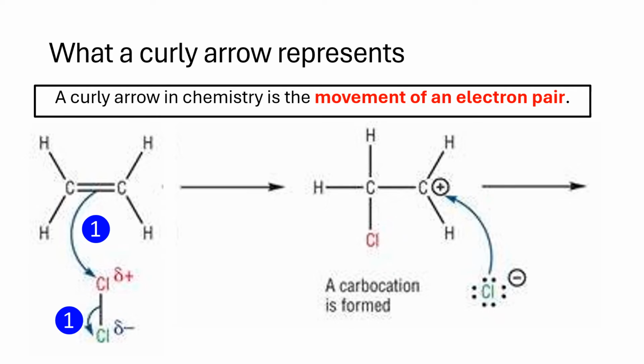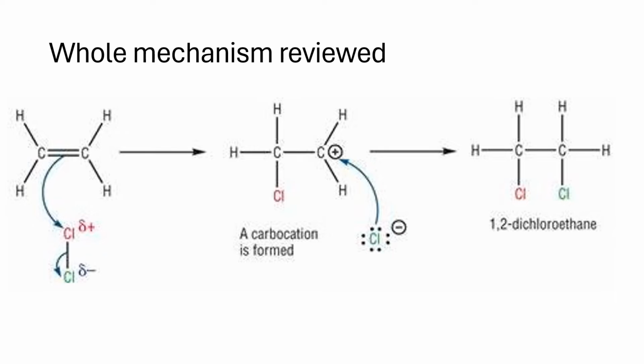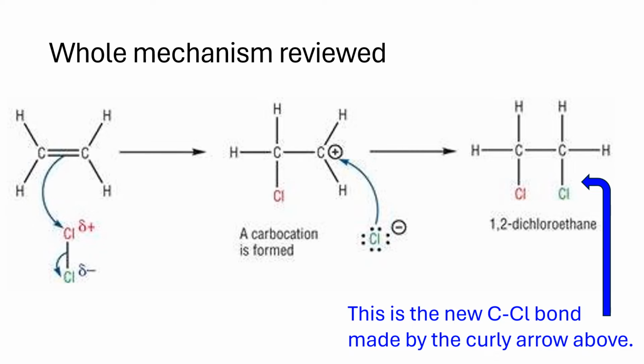So in the next half of the same mechanism, the curly arrow this time starts at a lone pair. The lone pair alongside the Cl- it belongs to, the whole thing moves towards this positively charged carbon, or carbocation as we call it. The whole species here would be a carbocation. So this makes a bond. The new bond being made by that curly arrow we just talked about is this one here.